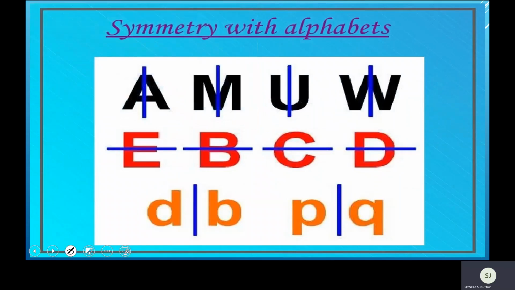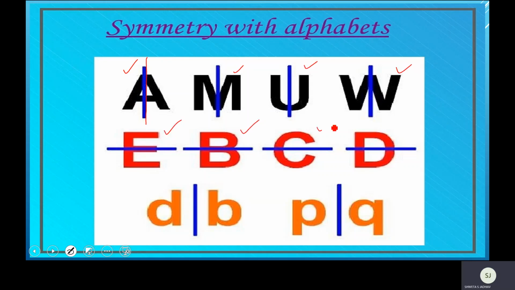Even in alphabets we can see symmetry. Here, symmetry with alphabets: when you look at the letter A and exactly divide it in half, it will overlap. This is vertical line symmetry where the two parts are overlapping on each other. Same way for M, U, W. If you try, you can make out the difference.